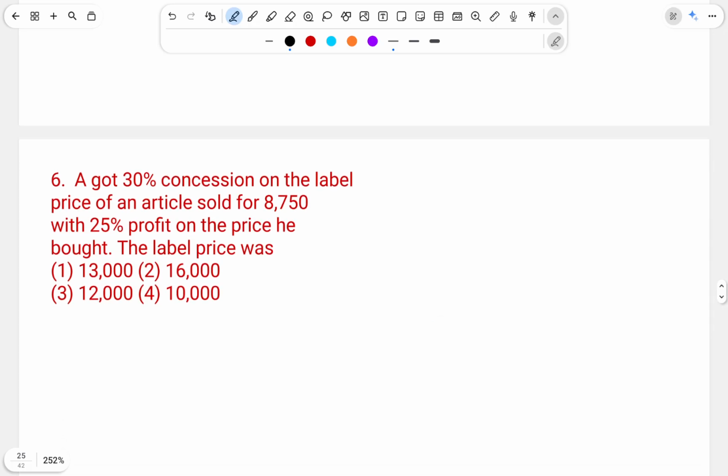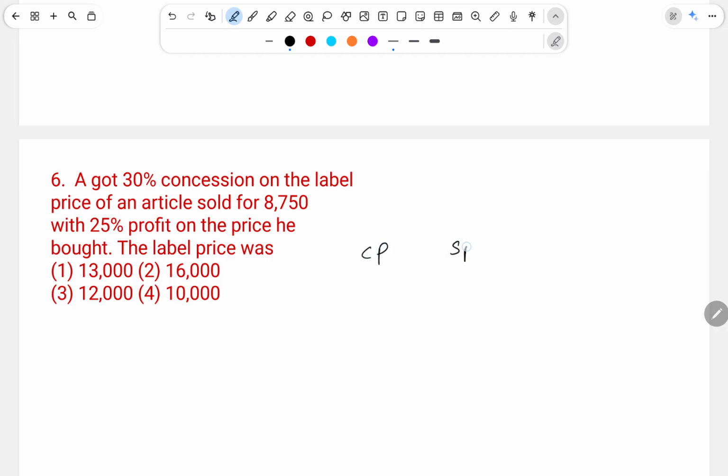A got 30% concession on the label price of an article sold for 8,750 with a 25% profit on the price he bought. Okay. A got 30% concession on the label price of an article sold for 8,750 with a 25% profit on the price he bought. The label price they are asking.